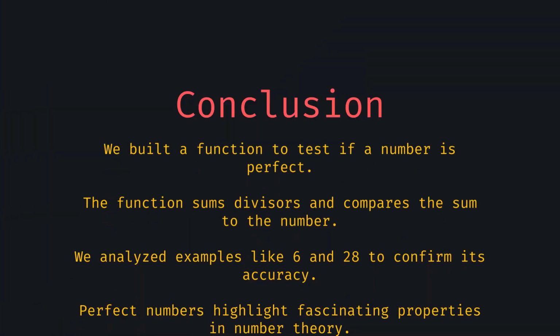To recap, our JavaScript function successfully checks for perfect numbers. We loop through potential divisors and sum them before making a comparison. Our examples confirm the method works for both perfect and non-perfect numbers.